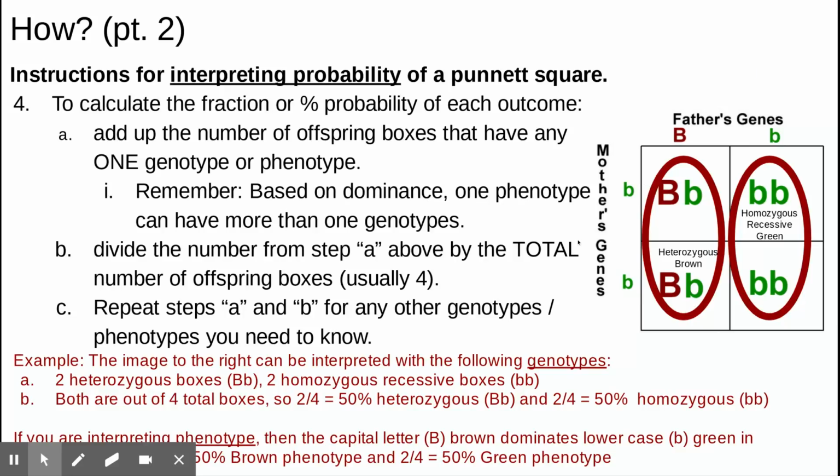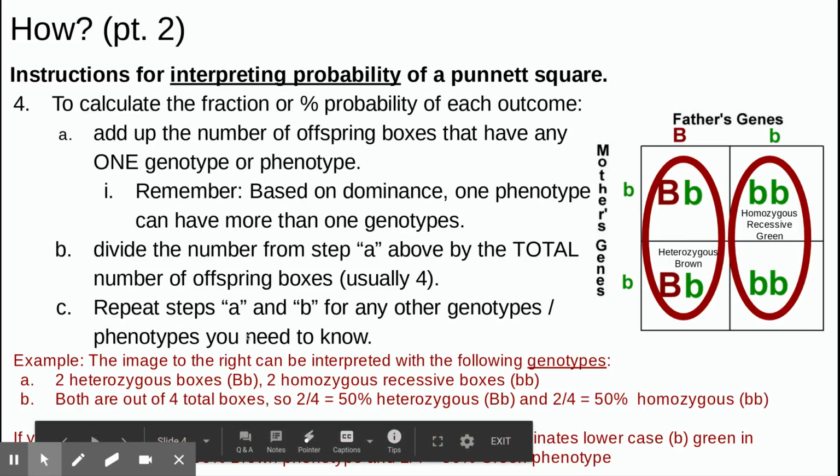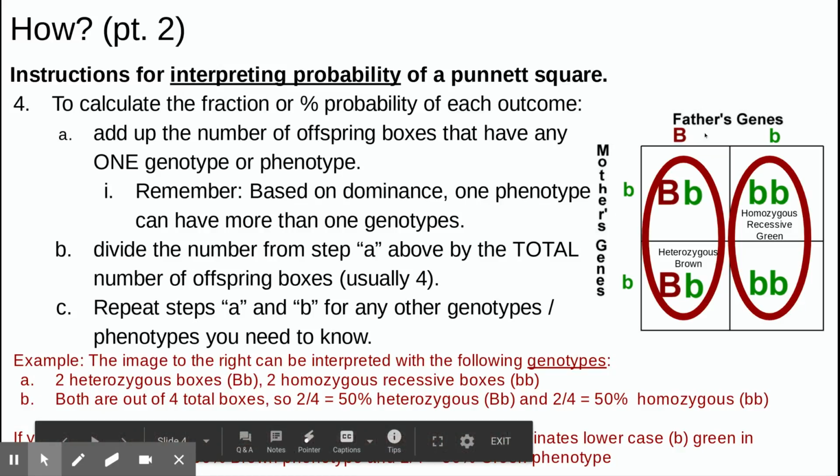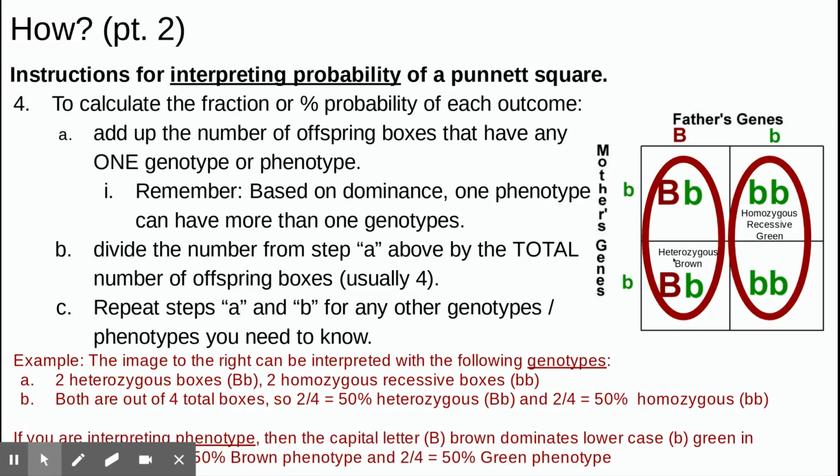So first we would want to look at how many of each type of genotype we see, or phenotype, depending on what the question's asking for. Then we divide that by how many total boxes we see. And in the end, we have to repeat this for as many genotypes or phenotypes as we are interested in. So looking at this example Punnett square, we can see that after we've filled in all 4 boxes, we only really have 2 different types, right?